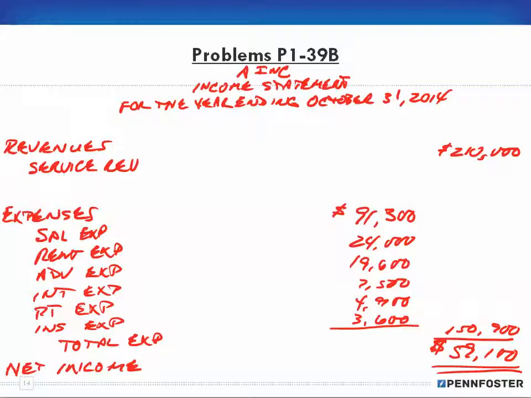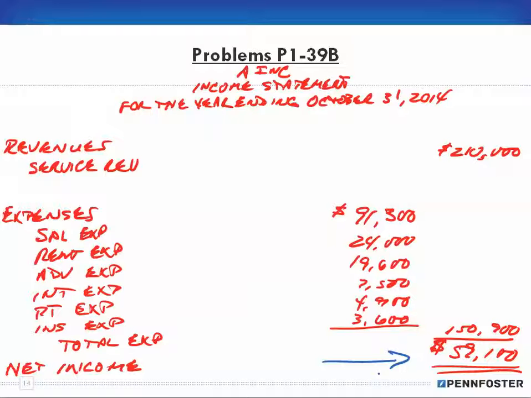Okay. Now, having done this, we do the income statement first. Why? Because we need this 59,100 in order to be able to create our statement of retained earnings, right? So with that, I'm going to start another video and do the statement of retained earnings in the next video.